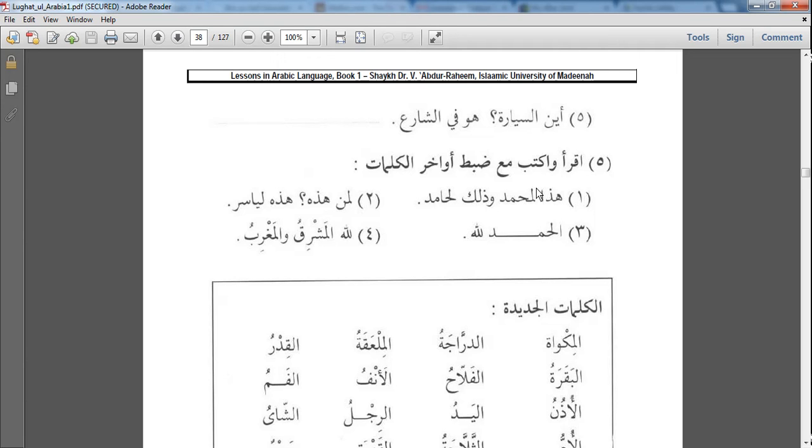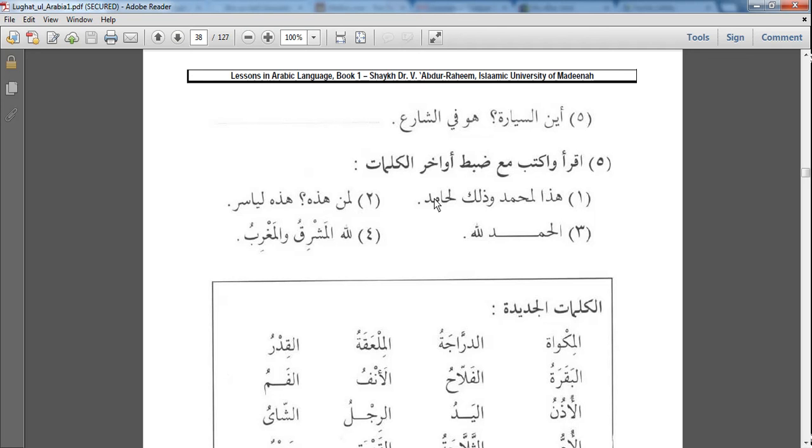اقرأ واكتب مع ضبط أواخر الكلمات. Read and write while putting the haraka on the end of the words. And we learned in the lesson that lam is harful jar, it's a preposition, and therefore anything after that would take a kasra. هذا لمحمد وذلك لحامد. This belongs to Muhammad and that belongs to Hamid. لمن هذه؟ Who does this belong to? هذه لياسر. This belongs to Yasir.